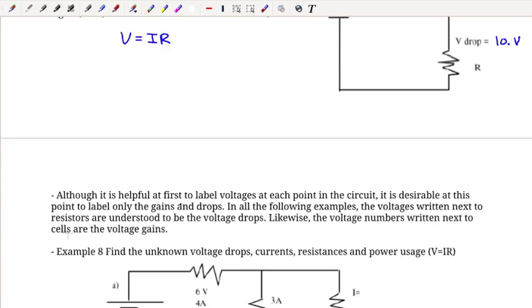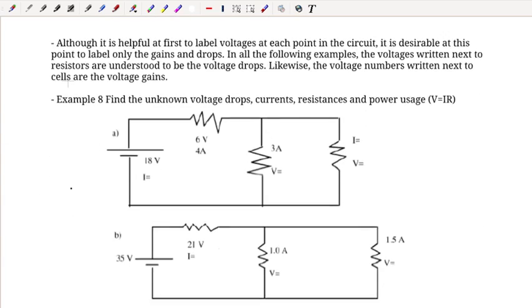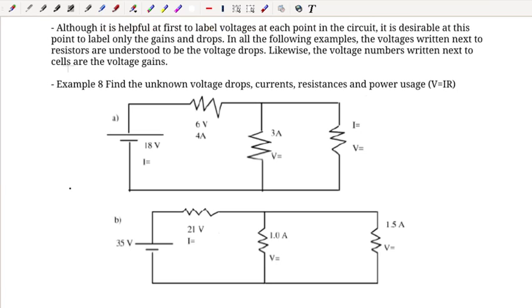All right, let's keep going. Although it's helpful at first to label the voltages at each point in the circuit like we have been, it is desirable at this point to label only the gains and drops. In all the following examples, the voltages written next to the resistors are understood to be voltage drops. They're no longer labeled drops, but at resistors they will always be voltage drops. Likewise, the voltage numbers written next to the cells are voltage gains. So if it's next to a cell, you know automatically this is a gain, not a drop.